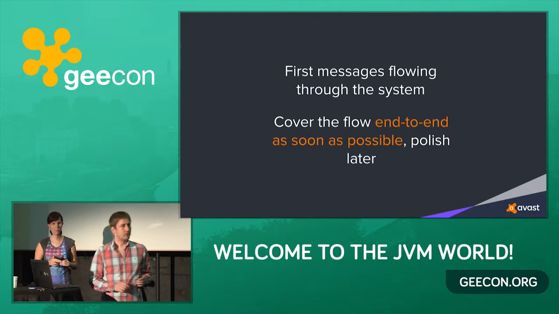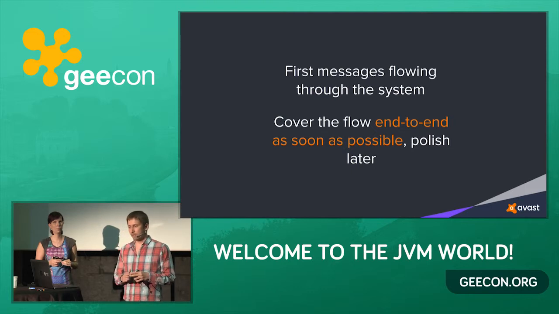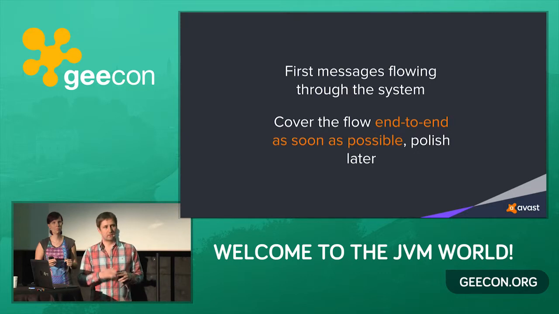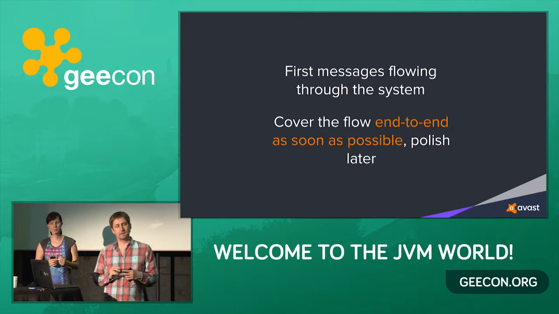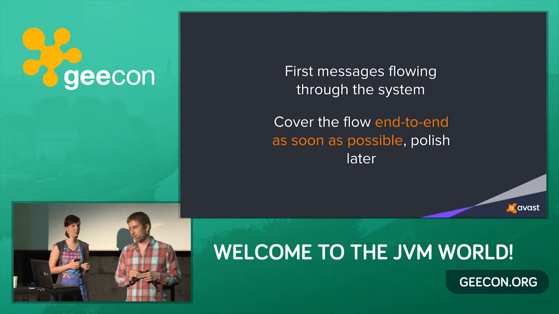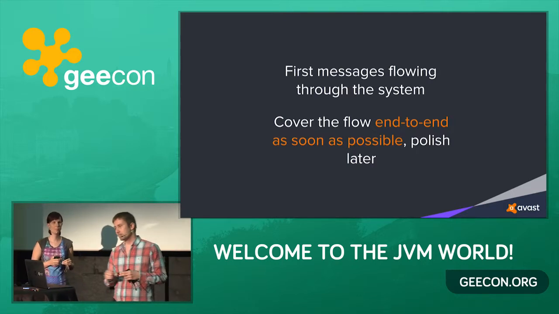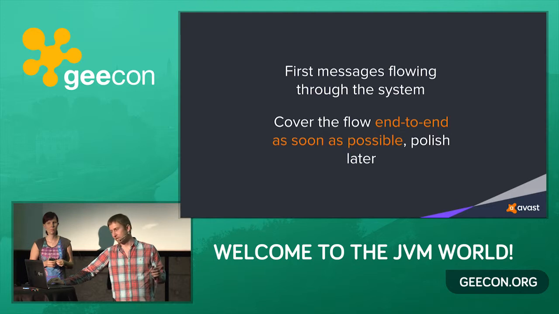A few weeks into the project, threat messages start flowing through the system, and what I think was really essential for us from the very beginning was to cover the whole flow end-to-end as soon as possible. This may seem pretty obvious, but I can't stress enough how important this was for us, because we didn't do that soon enough, I would say. We should have pushed harder for this, and it would have saved us some oversights we committed in the initial very short design phase.